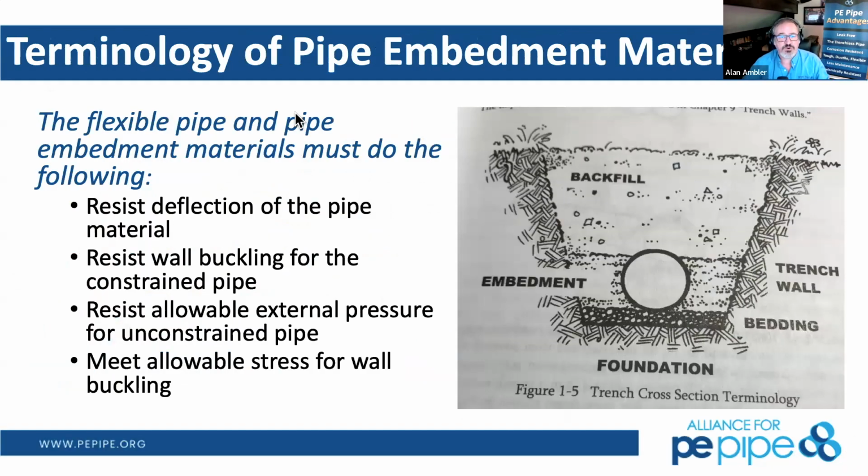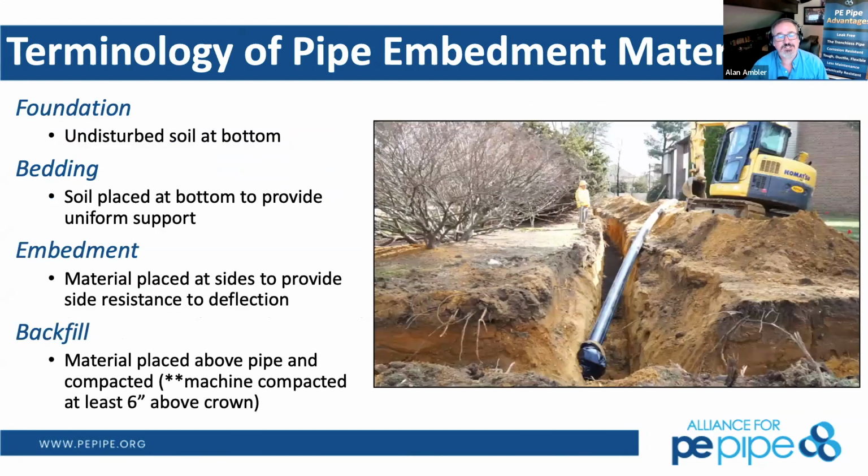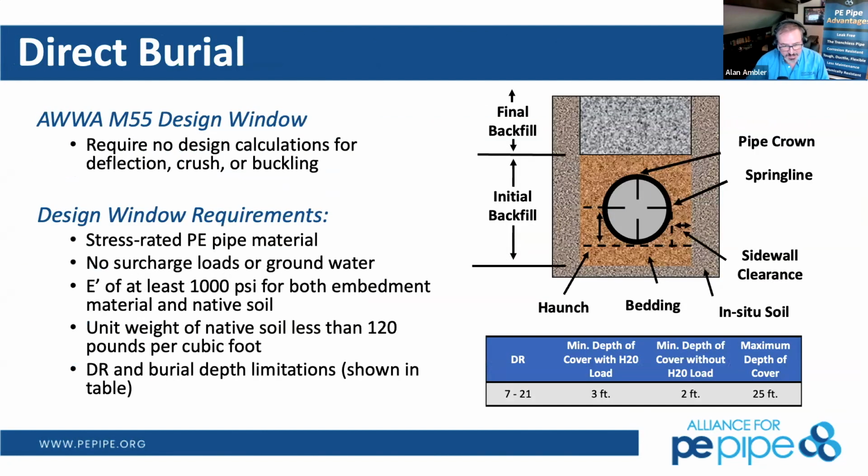What we're looking for in this terminology, those pipe embedment materials, we're resisting that deflection of the pipe, wall buckling for a constrained pipe. So we're looking at all those. Resist allowable external pressure for an unconstrained pipe. So this is going to be in a vacuum scenario. And then we also have to beat that wall buckling. So if you do not want to get into these calculations, which is perfectly understandable, there is a design window for you that'll be on the next page as we go through.